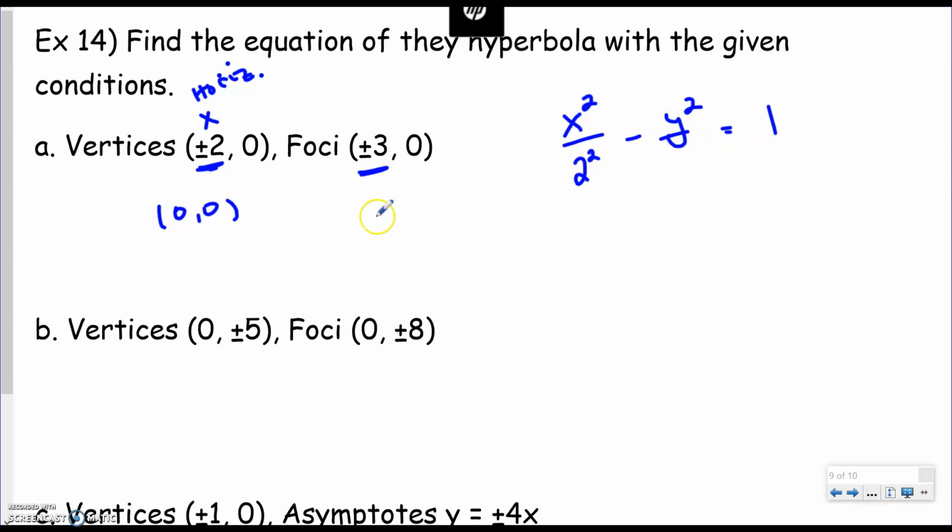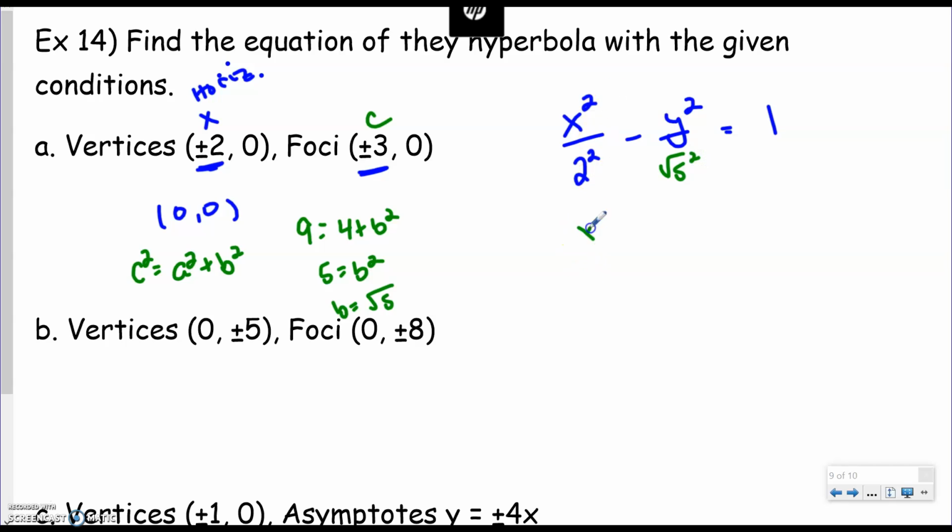To find your b, you need to remember c squared equals a squared plus b squared. In this problem, that's my c. This is my a, my 2 is my a. So I'm going to go ahead and do 9 equals 4 plus b squared. So b squared is 5. I could find that b is the square root of 5, but I'm going to square it again anyway. So when I simplify this, I get x squared over 4 minus y squared over 5 equals 1. That's it. You're going to do the same thing for b.